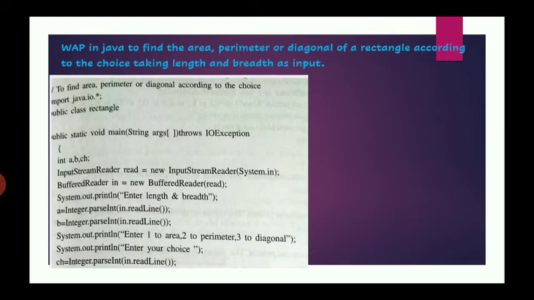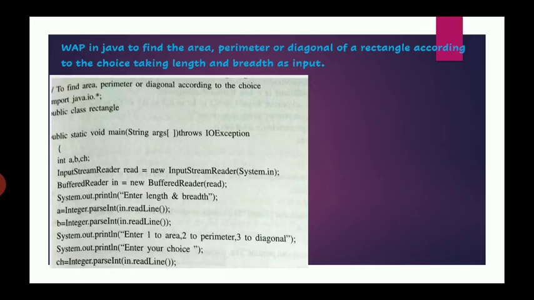You have given the message enter 1 to area, 2 to perimeter and 3 to diagonal. That means if you enter 1, then it will show you the area of a rectangle. If it is 2, then it will show you the perimeter of a rectangle, and if it is 3, it will show you the diagonal of a rectangle. So this is the message. So user will understand that I should use either 1, 2 or 3.